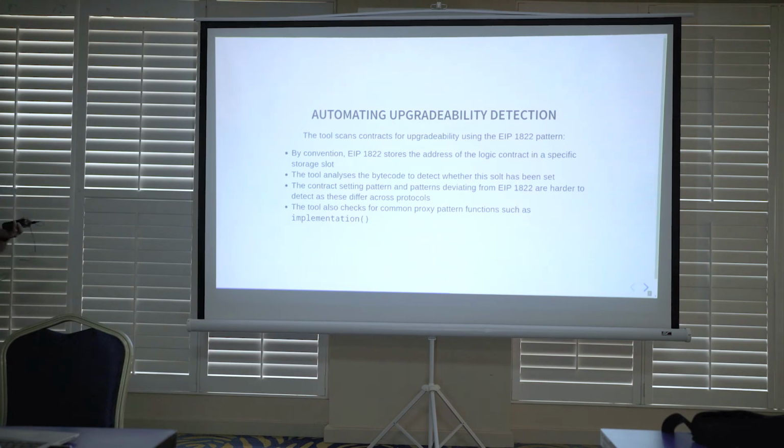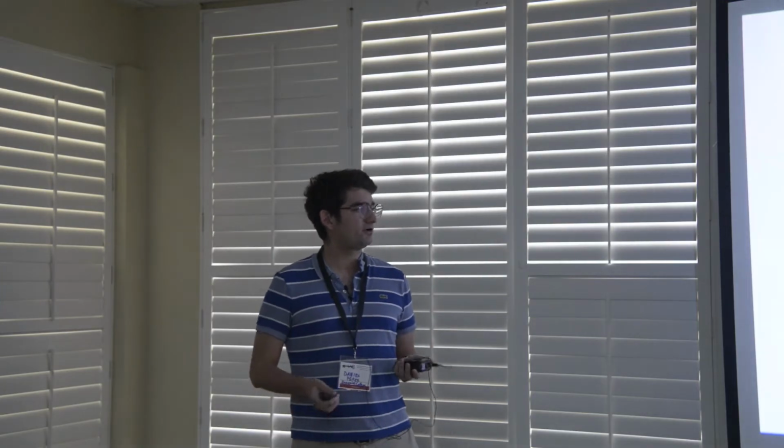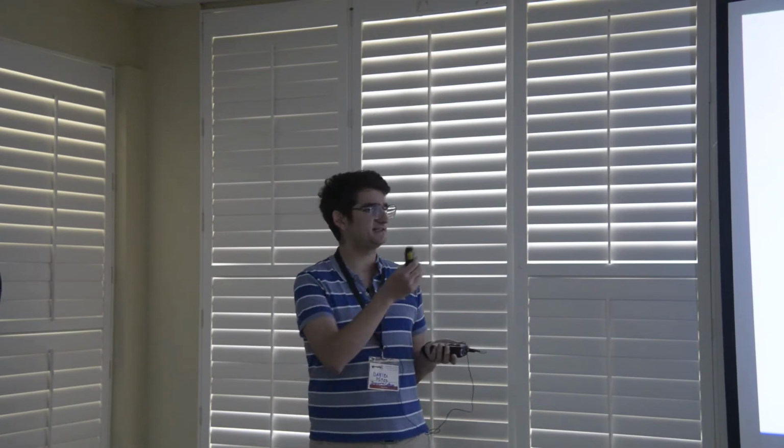This makes it quite easy for a contract that follows this EIP to find them, because they will always have the hard-coded address of this slot in the bytecode. So we can just look at the bytecode of the contract and see if they are performing an SSTORE or an SLOAD from one of the storage locations. For other contracts that use a proxy pattern but do not follow this exact EIP, so do not use these storage slots, it's a bit more difficult. There are a few heuristics that can be used, some of which we implemented.